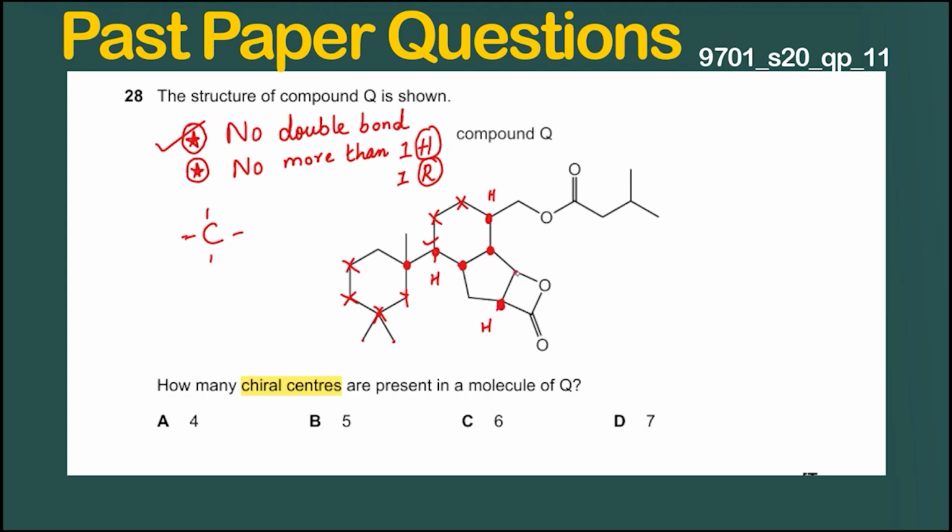Let's have a look on this one. This is attached with the oxygen at one side. At one side, this is CH. On the other side, there is different group. At this side, there is one hydrogen. So this is also a chiral carbon.